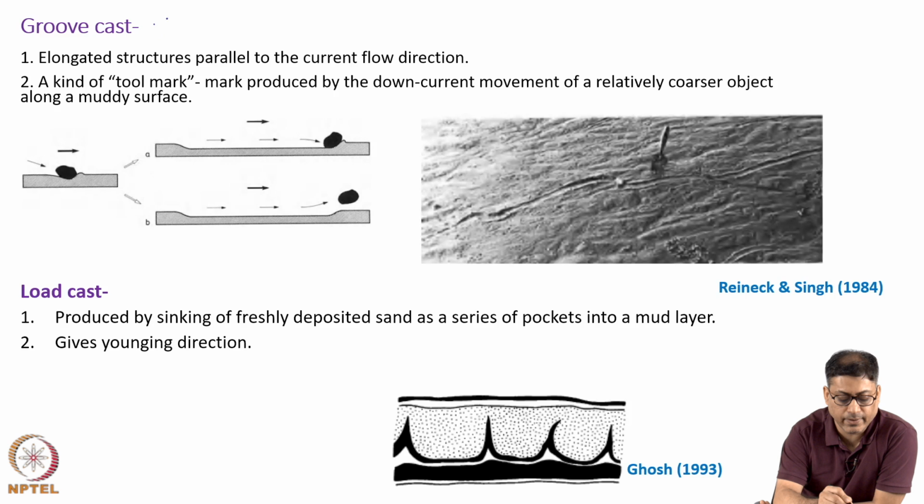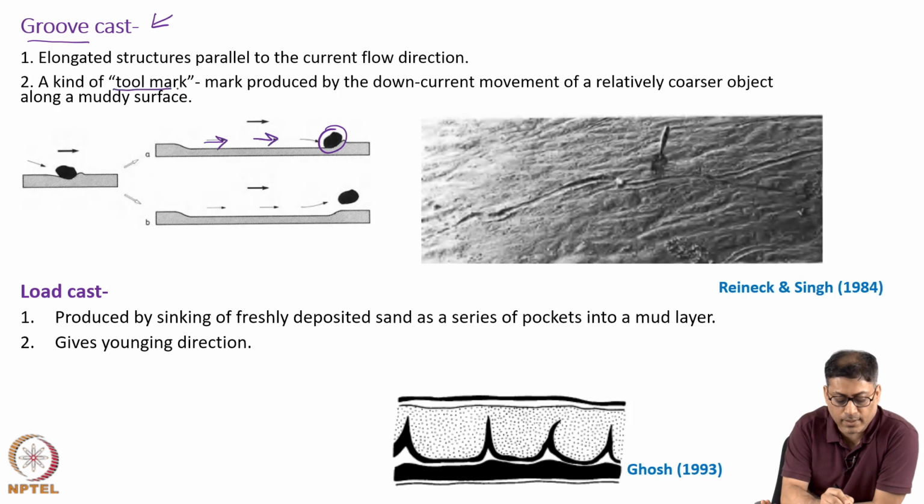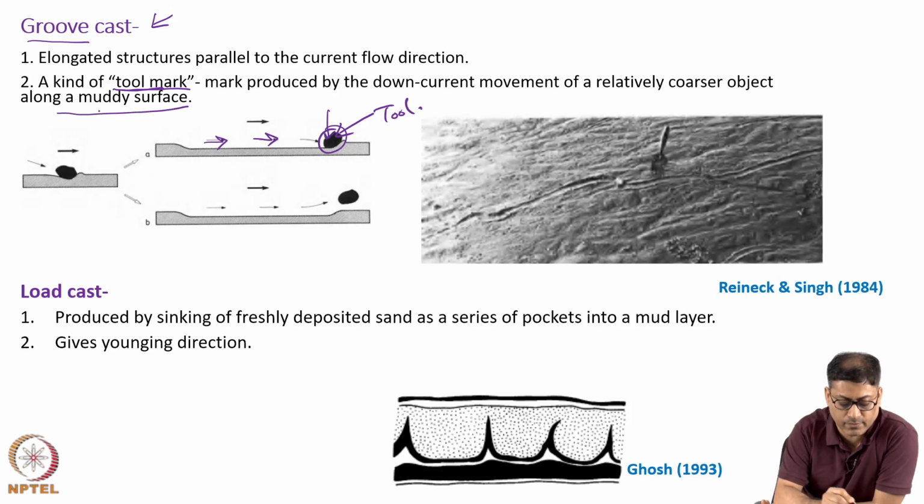Now, we take the second variety known as the groove cast. Grooves are created by hard particles when it moves due to the flow of the fluid. It is a kind of tool mark, like the tool. Where is the tool? This is the tool. This produces a mark produced by the down current movement of a relatively coarser object. This is the coarser object on a muddy surface. Why muddy? Because we mean essentially soft surface.